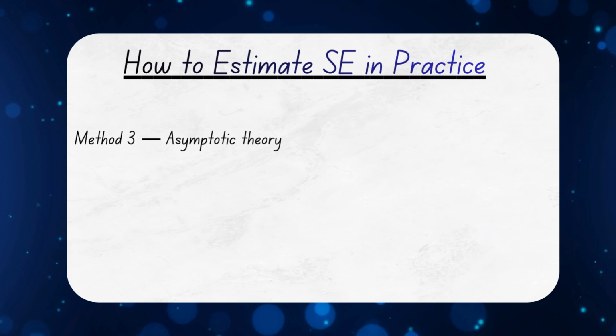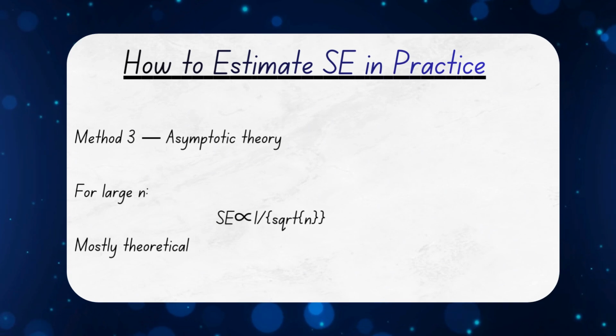There's also asymptotic theory, which tells us that for large samples, the standard error roughly decreases at the rate of 1 over square root of n.